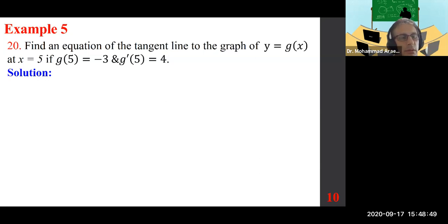So let me use my laser pointer here. So at x equals 5, if g of 5 is known to be negative 3 and g prime of 5 equals 4. So class, in order to come up with the equation of a line, we need two things. We need a pair and we need the slope. Is the pair given? Can anybody tell us if the pair is given? Anyone? Is the pair given?